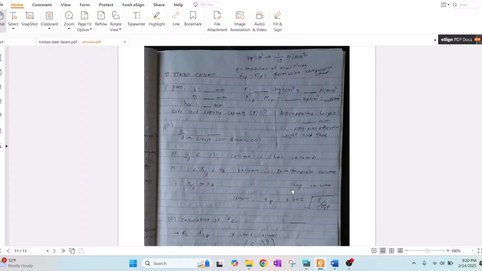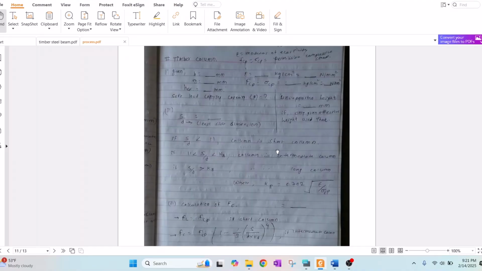So today in this section, we are going to discuss timber columns. We will discuss what a timber column is and how we can design one using the Indian Standard Code. Without delay, I want to describe it.